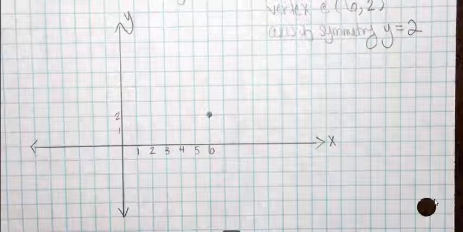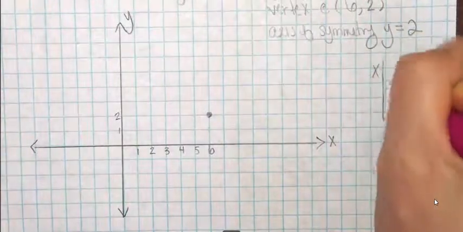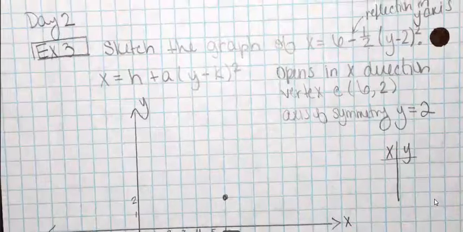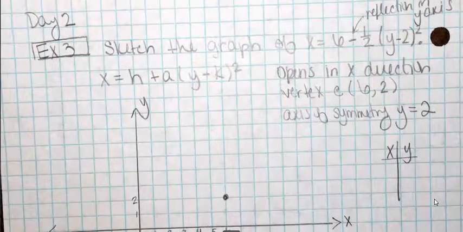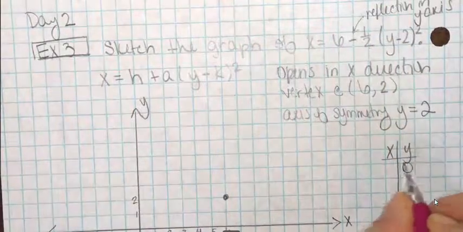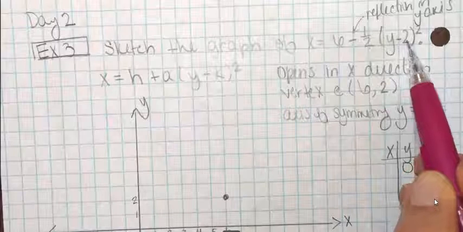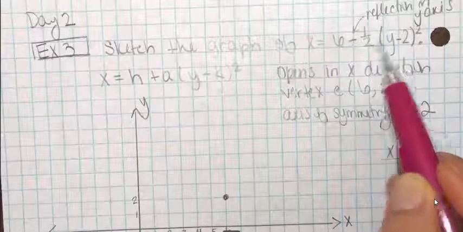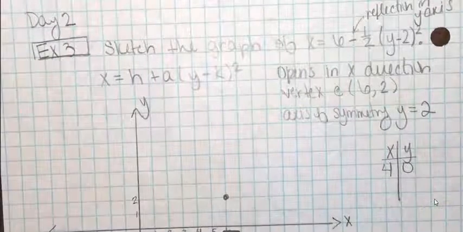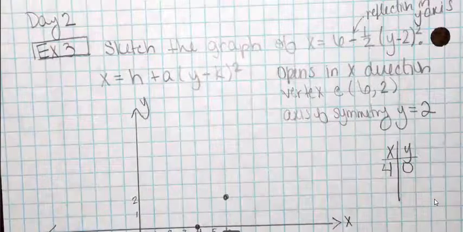From there, I'm going to find some more points. So I'll just do a little input-output table, and I'll make this as easy on myself as I possibly can. A really easy input here would be to plug 0 in for y, which is going to make this -2 squared, or 4. Negative a half of 4 is -2, so 6 minus 2 will give me 4. So (4, 0) is also going to be a point.